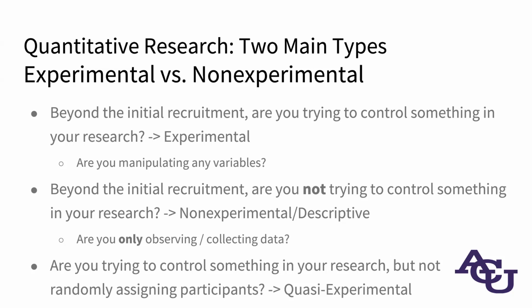But if, besides recruiting people for your study in the first place, you're not trying to control something, then we might typify that as being on the non-experimental descriptive end, where you're observing things, but you're not changing. And if you are doing some changing, but you're not randomly assigning the participants, you end up somewhere in the middle with quasi-experimental.